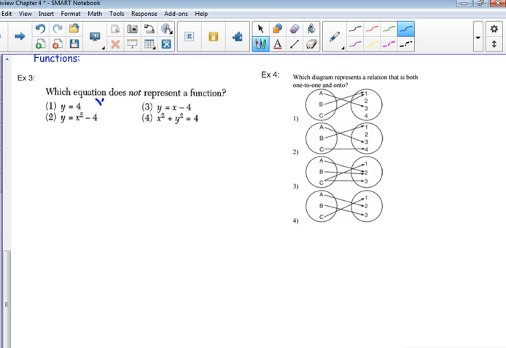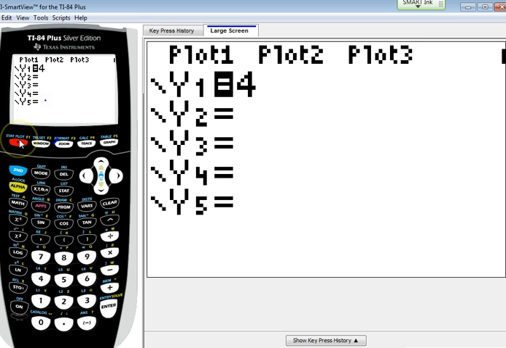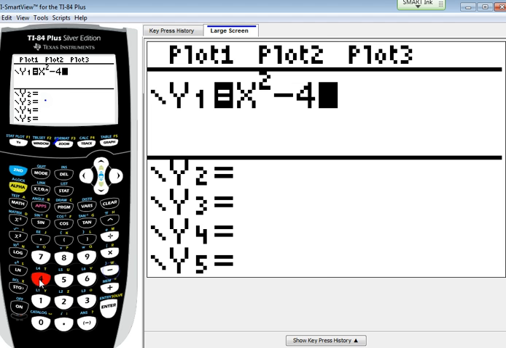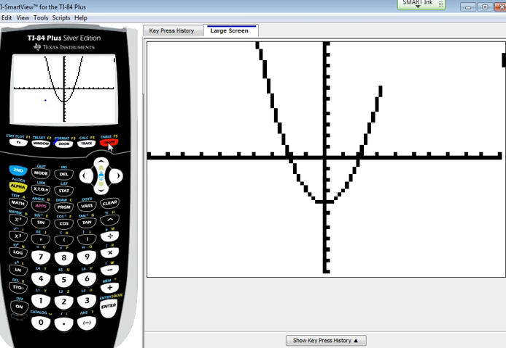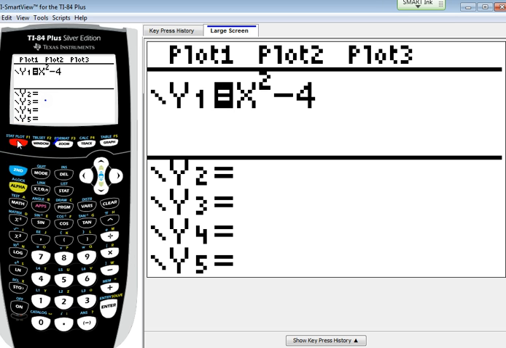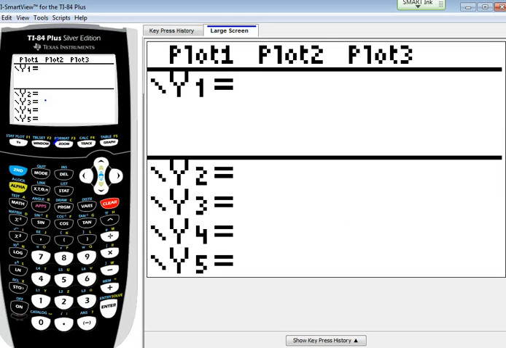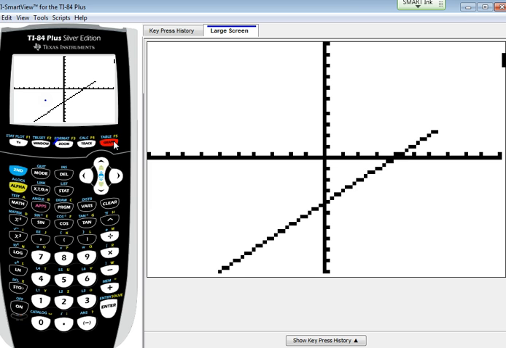So this one we have x squared minus 4. This should be a parabola because of that x squared. Is it minus 4? Yep. Does this one work? Yeah, good. Passes that vertical line test. That's good. Right, and then okay, the next one, x minus 4 should just be a straight line. There we go. Hopefully this one passes.